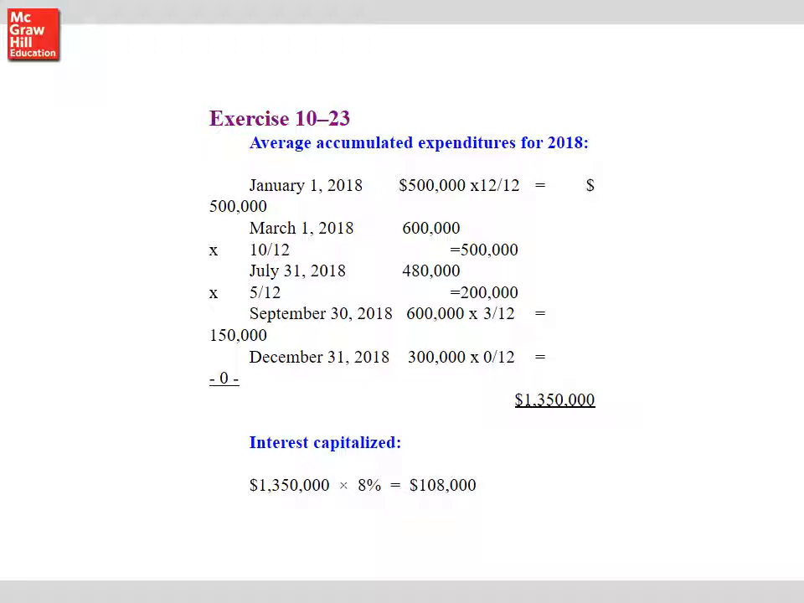And then finally, the December 31st payment. Well, we wouldn't have had to calculate any interest if we borrowed that money on December 31st. So none of that payment will be included.